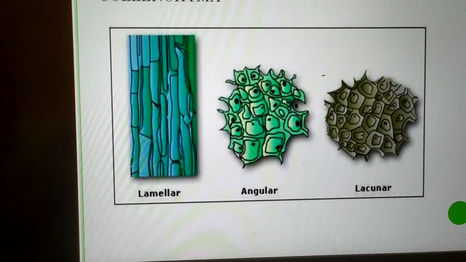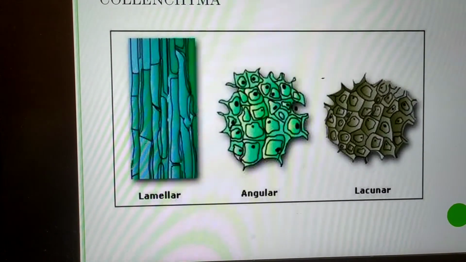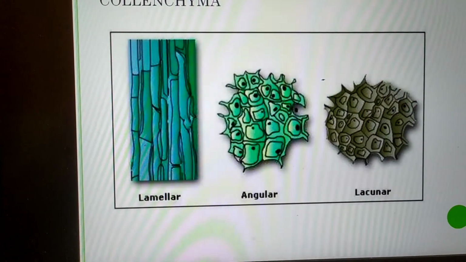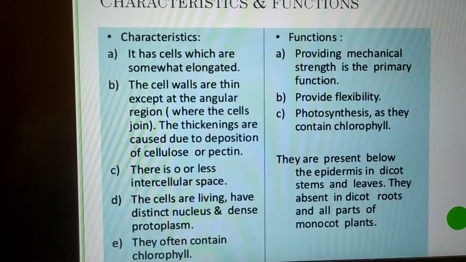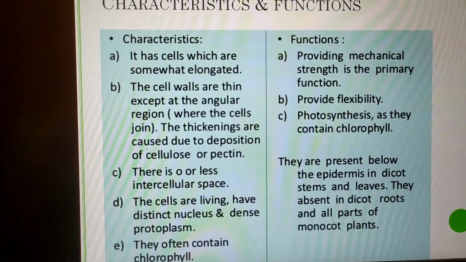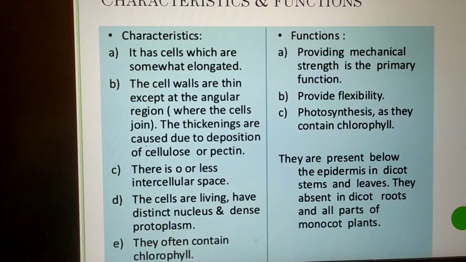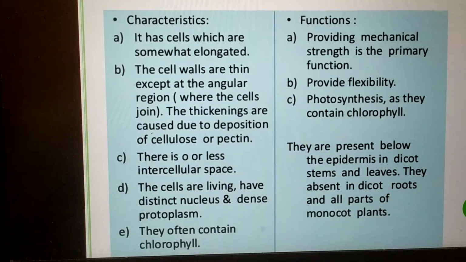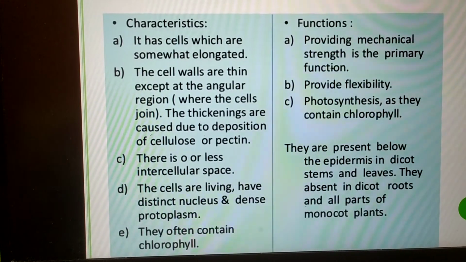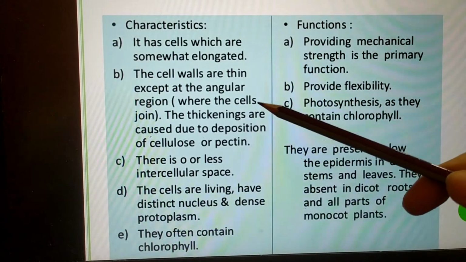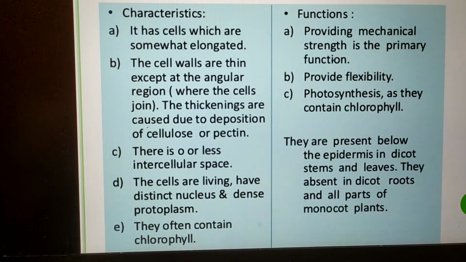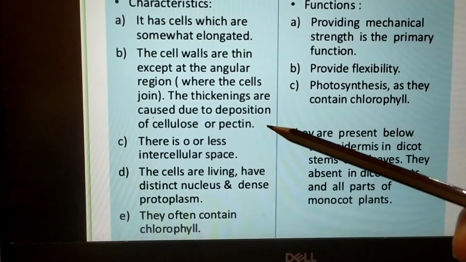The second type of permanent tissue, collenchyma. Collenchyma can be lamellar, angular or lacunar in shape. We will study the characteristics and functions of collenchyma. Characteristics are: it has cells which are somewhat elongated, the cell walls are thin except at the angular regions where the cells join, and the thickenings are caused due to deposition of cellulose or pectin.